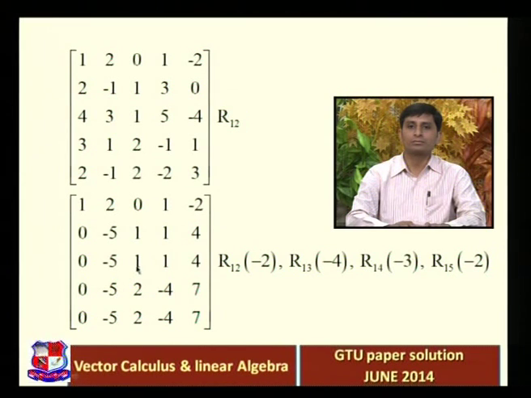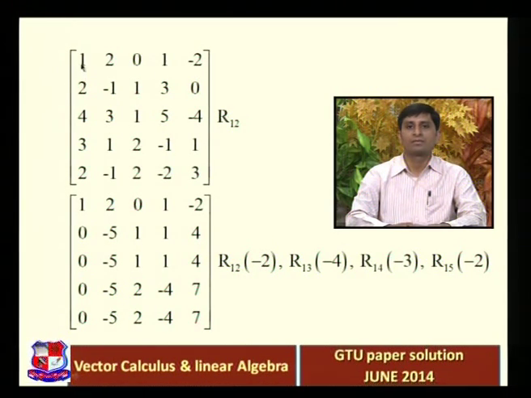So the first row is as it is. The second row becomes 2 - 2 = 0, then -1 - 4 = -5, then 1 - 0 = 1, 3 - 2 = 1, 0 - 4, so finally the second row is now 0, -5, 1, 1, 4.